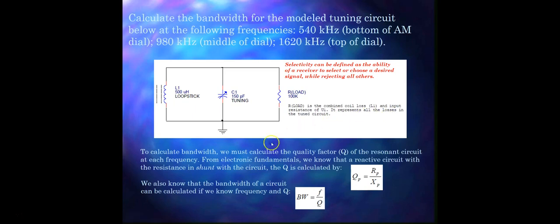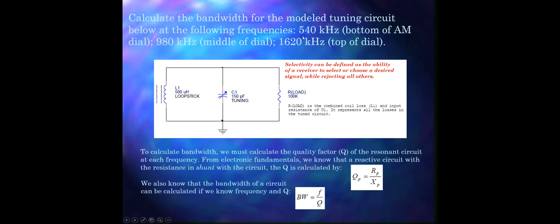Now to calculate the bandwidth, we need to calculate the quality factor Q, which is given by this formula, Q = RP by XP. And to calculate the bandwidth, we will use this formula, frequency by Q, where Q is the quality factor. And here you see selectivity. It can be defined as the ability of a receiver to select or choose a desired signal while rejecting all others.